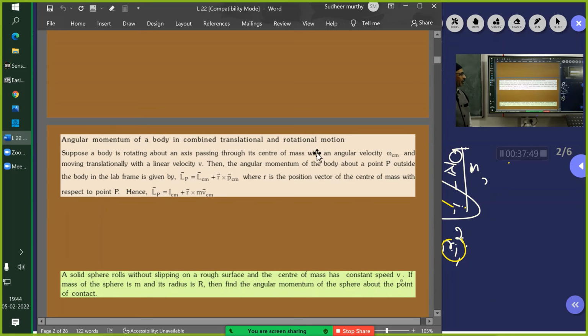Angular momentum of a body with combined translational and rotational motion: angular momentum about P, L_P, is equal to L_CM plus r bar cross P_CM. Common example, this one. I hope all of you know this.